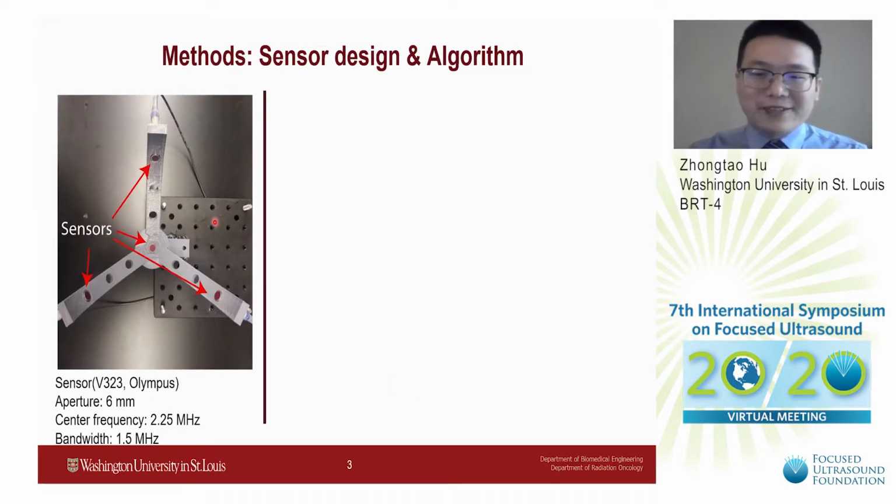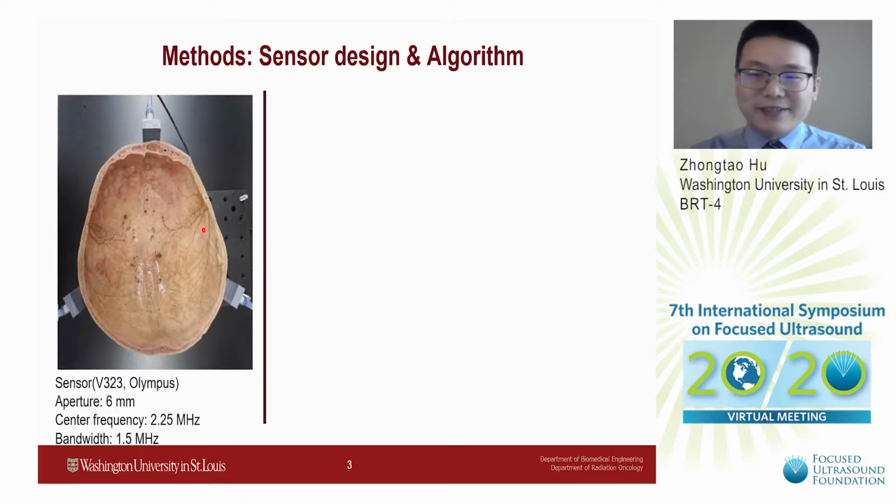Four flat sensors were used for passive cavitation localization. Here is a picture of the sensors positioned around a piece of ex vivo human skull.